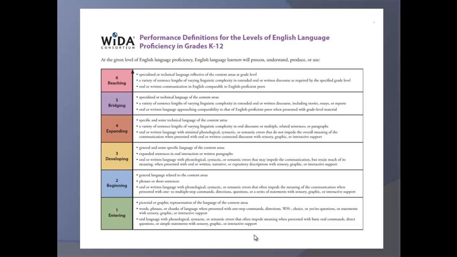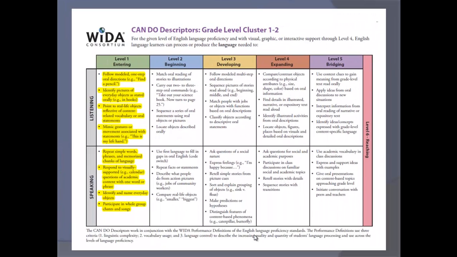Next, the teacher can also, as an amazing tool, look at some can-do descriptors, also from WIDA. There are 6 different levels. This is a grade level cluster 1 through 2 that you are seeing right now. Level 1 is entering, level 2 beginning, level 3 developing, level 4 expanding, level 5 bridging, and level 6 is reaching. There are 4 components: reading, writing, speaking, and listening. For this particular student, again, we are in the green area, the level 1 entering.